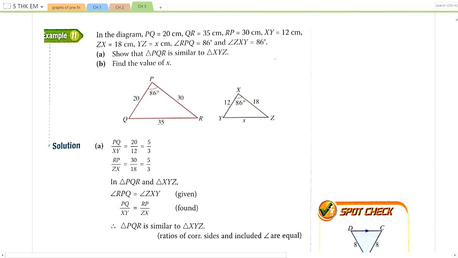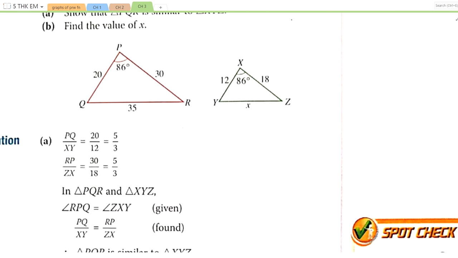In this example number 11, we've got two triangles. You see that they are also drawn in the same orientation so that we can see very clearly what the corresponding sides and the corresponding angles are. In order to show that these two triangles are similar, we're going to use our latest test that we learned. Ratio of the two sides are the same, plus the included angle is the same. So now tell me, these two triangles, the red and the green one, which ratio should we find first?